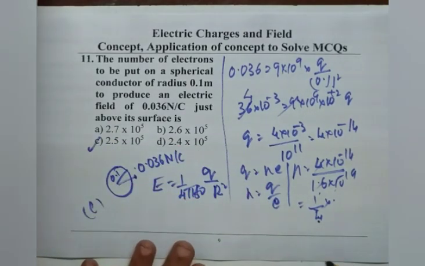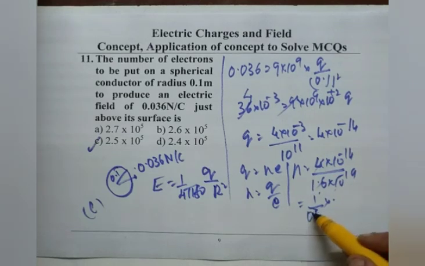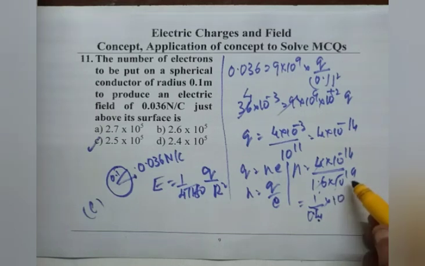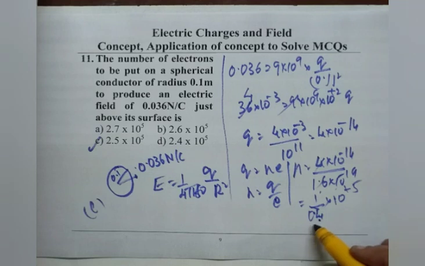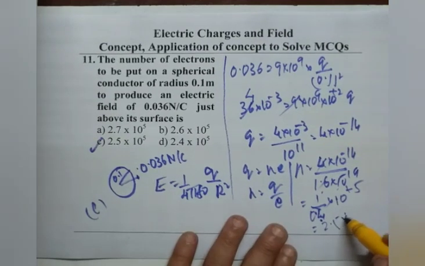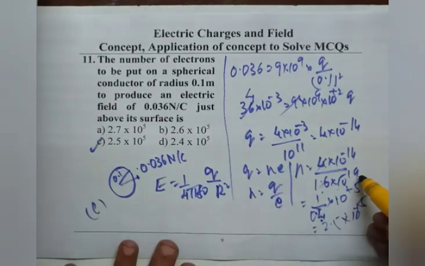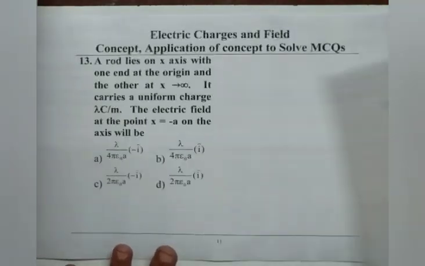So that quickness is to be observed here. Once we start solving, it is 1 by 0.4 into 10 raised to, observe, plus 5 is there. 1 by 0.4 is 2.5, 10 raised to 5. That's how we get the answer. But in the exam, if you are quick, you can take the answer at this step only. So we go for the 12th question there.